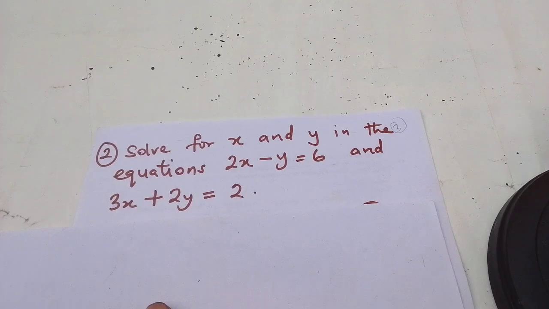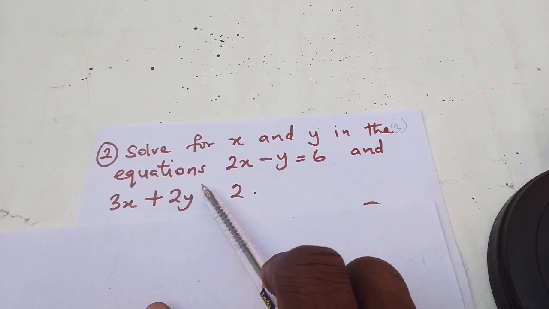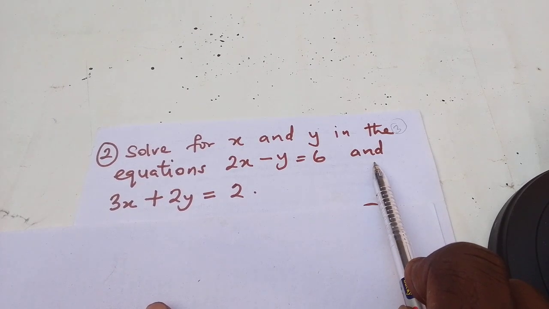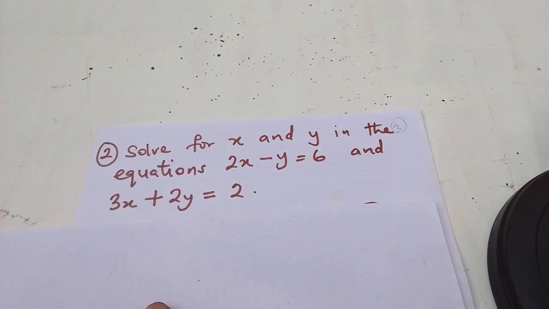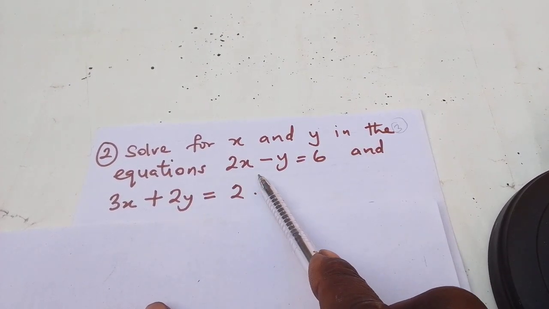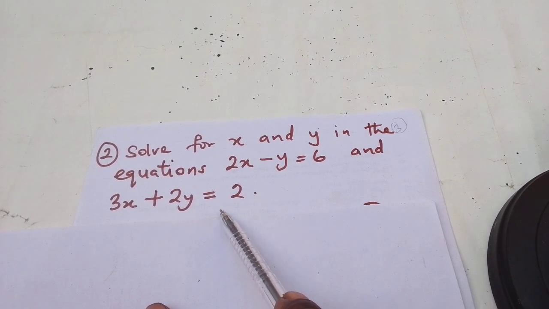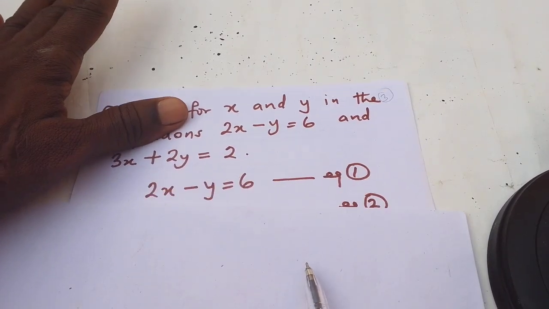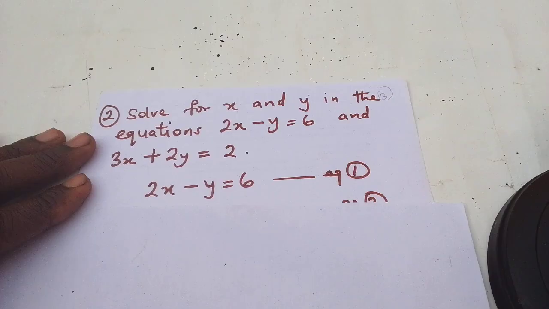Now let's look at this second question. Solve for x and y in the equations 2x minus y equals 6 and 3x plus 2y is equal to 2. So we are having the two equations. We are having 2x minus y is equal to 6. Take that to be equation 1.